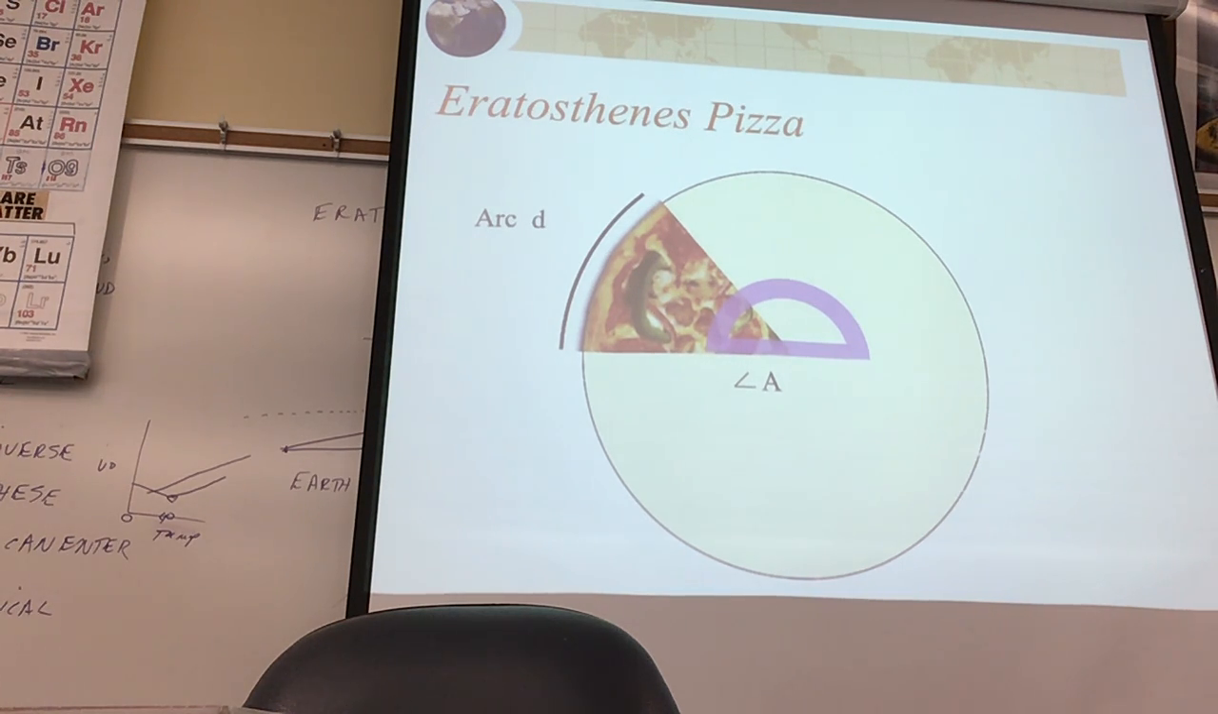Of course. Let's imagine that this piece of pizza is 45 degrees and has a crust of 10 centimeters. Let's see, 45 is half of 90. 90 is 1/4 of the pizza. So that means I have 1/8 of the pizza. If I have 1/8 of the pizza and the crust is 10 centimeters, I can quickly calculate that the distance around the pizza must have been 80 centimeters.